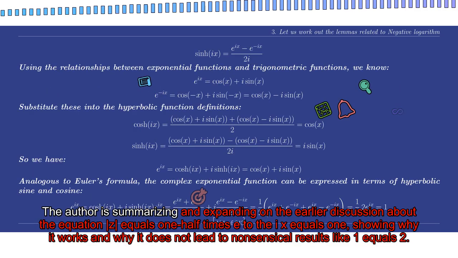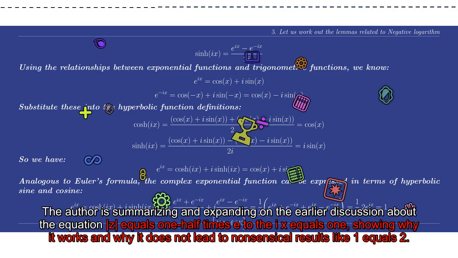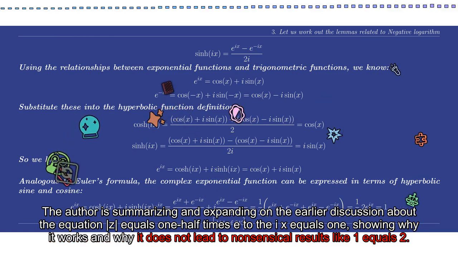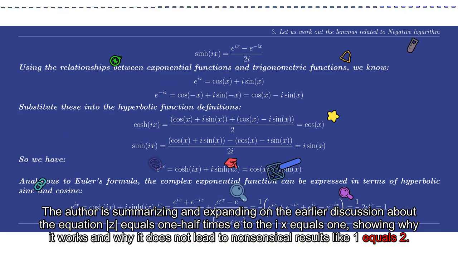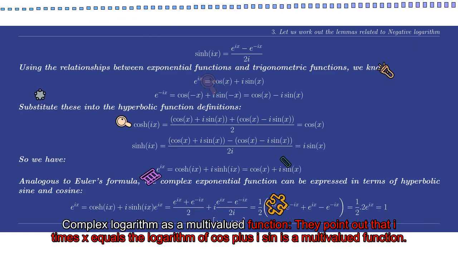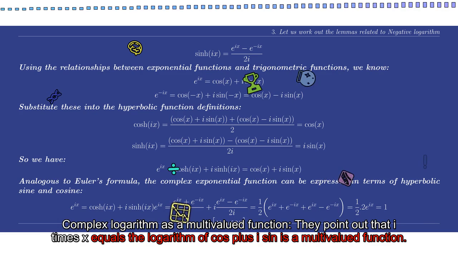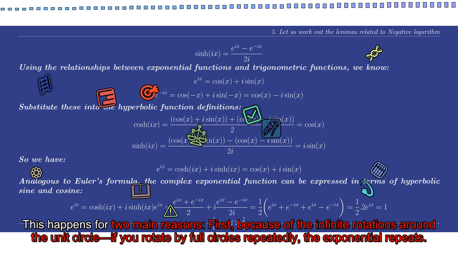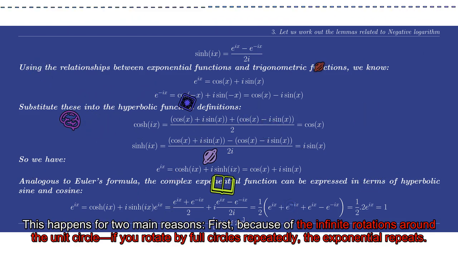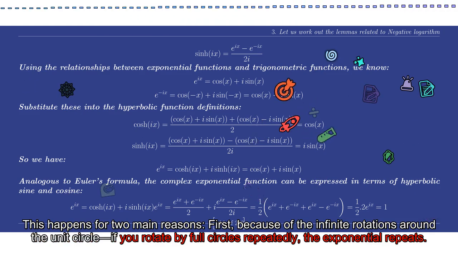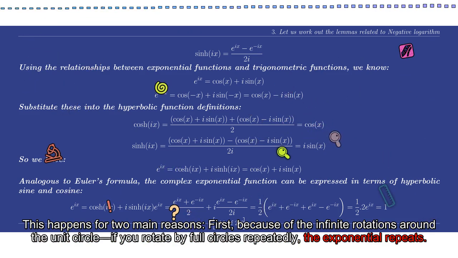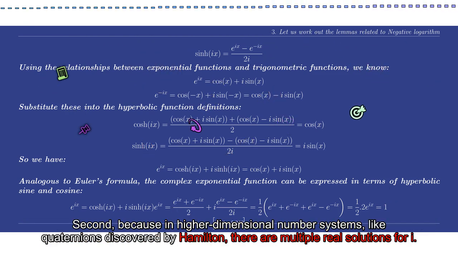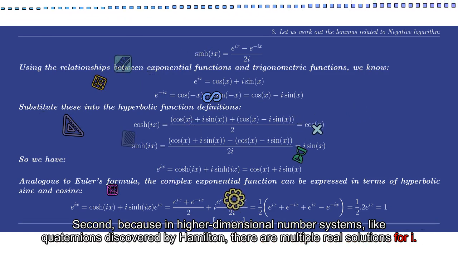The author is summarizing and expanding on the earlier discussion about the equation z equals 1/2 times e to the ix equals 1, showing why it works and why it does not lead to nonsensical results like 1 equals 2. Complex logarithm as a multivalued function: they point out that i times x equals the logarithm of cos plus i sin is a multivalued function. This happens for 2 main reasons. First, because of the infinite rotations around the unit circle. If you rotate by full circles repeatedly, the exponential repeats. Second, because in higher dimensional number systems, like quaternions discovered by Hamilton, there are multiple real solutions for i.